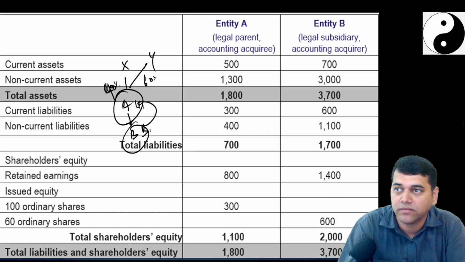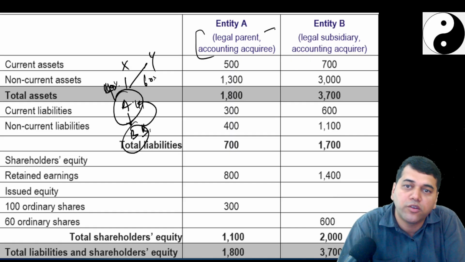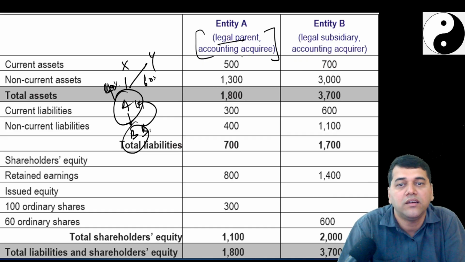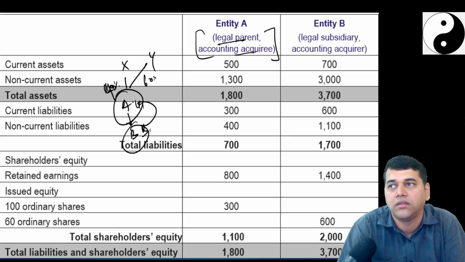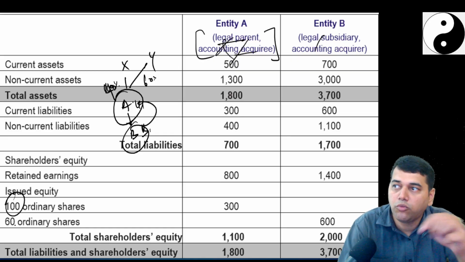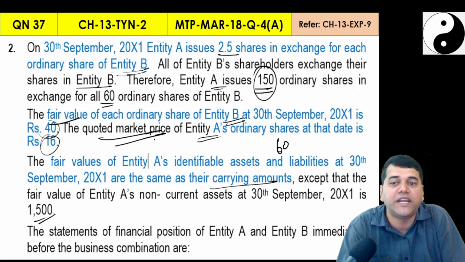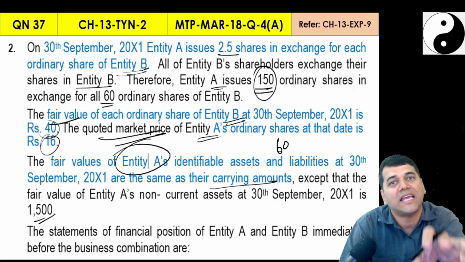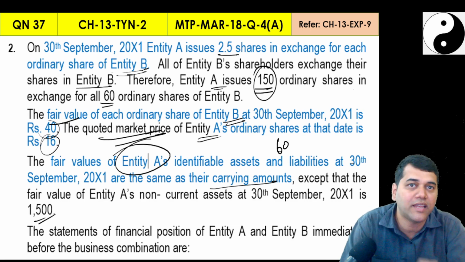Here also in the bracket they have told me that it is a legal parent, accounting acquiree. Even though they would not have told you, you would have understood from here also. One more hint for you, they gave you the fair value of entity A, who is legally an acquirer, accounting wise is an acquiree.